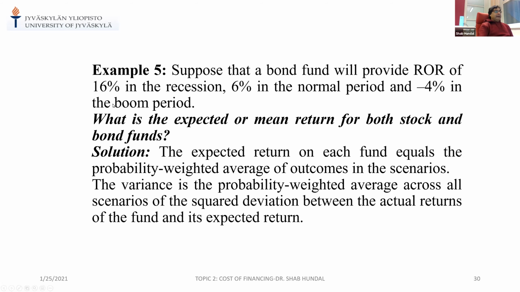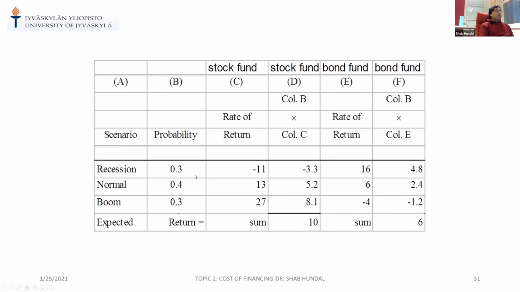So therefore, as I said, these numbers are very extreme, but the signs are very reasonable. So in that case, let's say that we have this kind of situation, that there is a probability of recession, normal, and boom time: 30%, 40%, and 30%. So once again, I made a bell-shaped, normally distributed probability. So most likely, 40% chances that the economy would be normal. And then I put these numbers: stock fund, minus 11%, normal time, 13%, boom time, 27%.